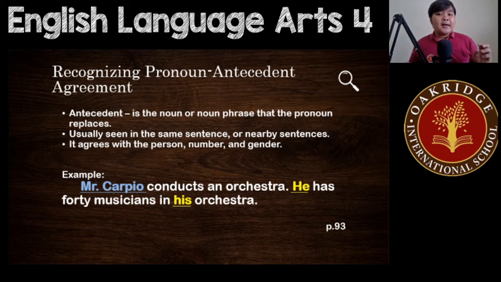He and his replaced Mr. Carpio. And he and his are pronouns used for males because Mr. Carpio there is a male.